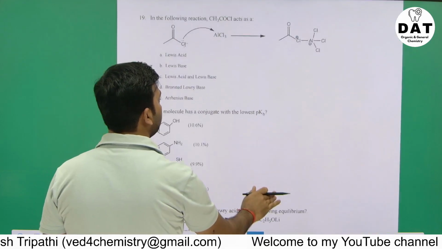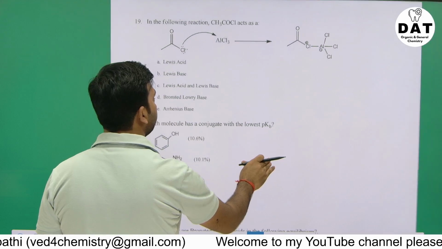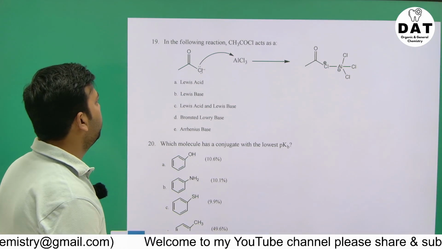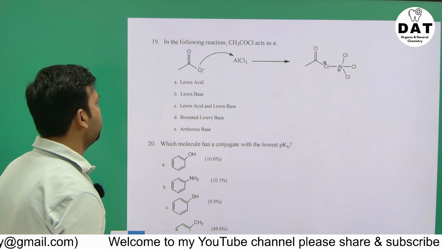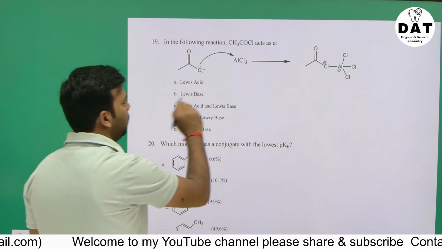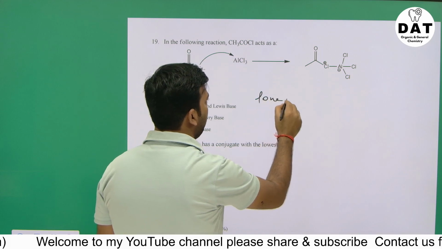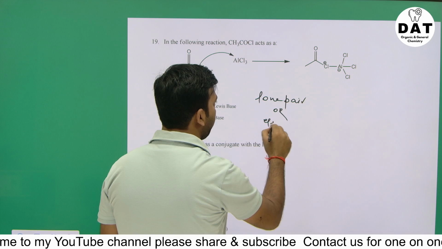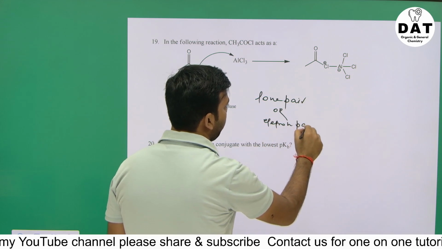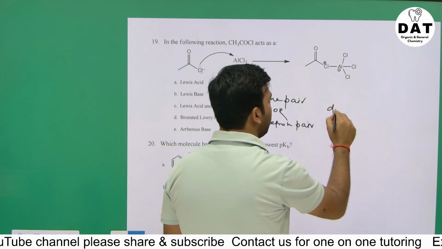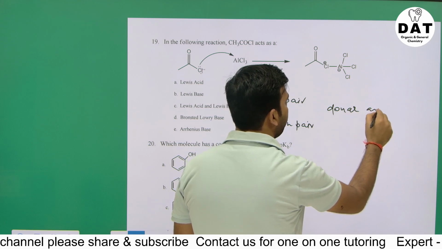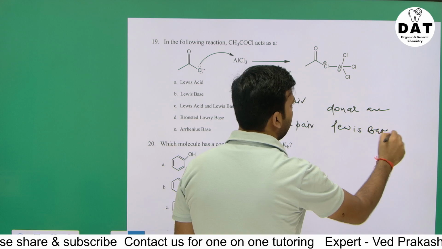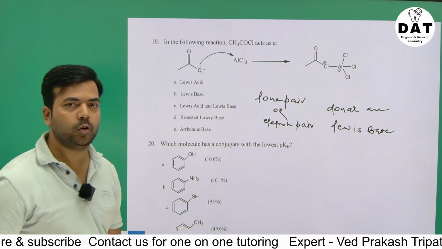Now the next is question number 19. In the following reaction, CH3COCl acts as, look at here, lone pair, or you can say electron pair donors are Lewis base, and electron pair acceptors are Lewis acid.